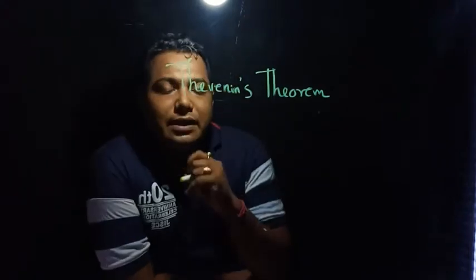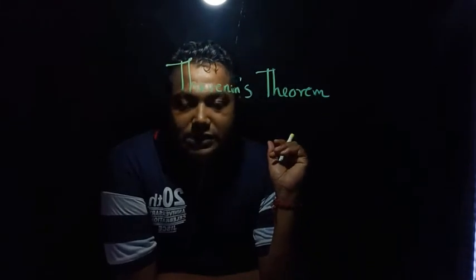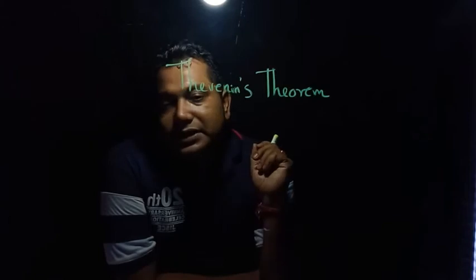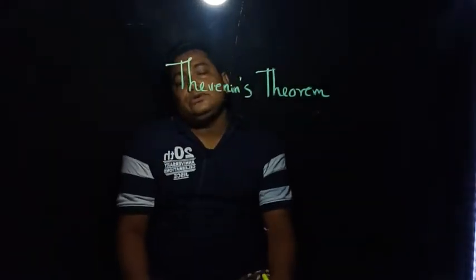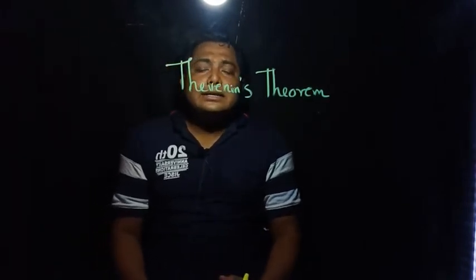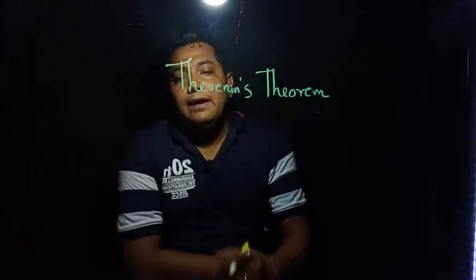So next we are coming to the conditions to apply Thevenin's theorem. The first condition is that we have a complex circuit that we are going to reduce to a simple series circuit. The next is that the circuit should be linear and the circuit should be bilateral.